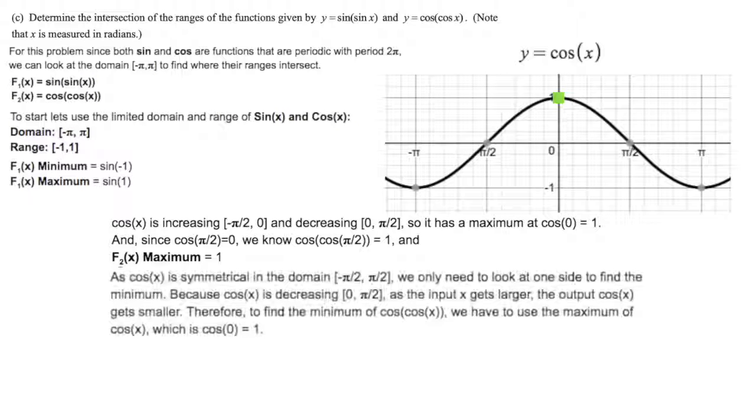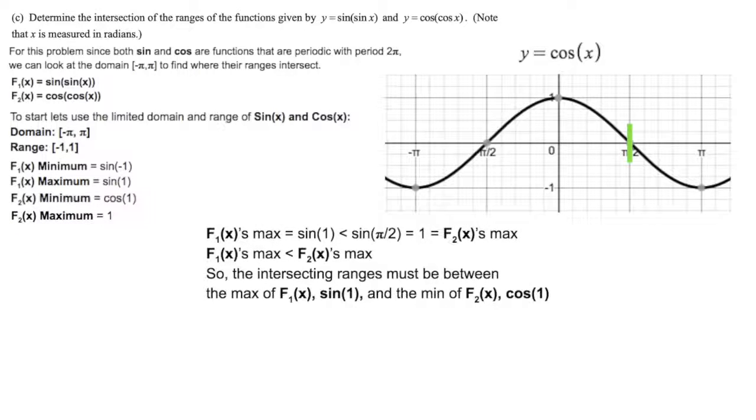As cosine x is symmetrical, we only need to look at one side to find the minimum. Because cosine x is decreasing from 0 to pi over 2, as the input x gets larger, the output cosine x gets smaller. Therefore, to find the minimum of cosine of x, we have to use the maximum input, which is 1. Therefore, the minimum of f2 of x must equal cosine of 1.